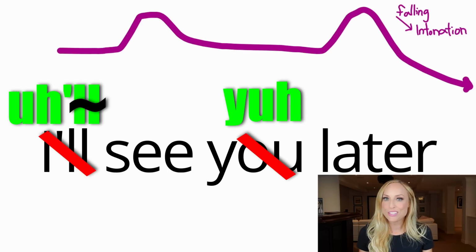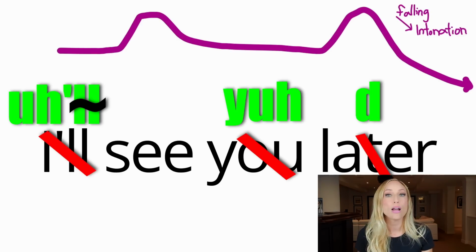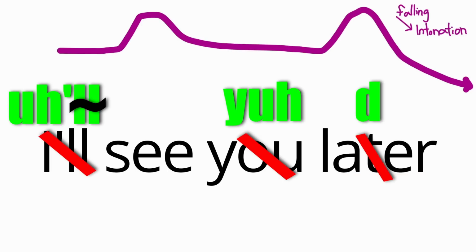The T in later is pronounced as a lingual flap T, which sounds a lot like a really quick D sound, rather than a true aspirated or fully released T. This happens when a T is surrounded by vowels or R's when it's unstressed, similar to words like water and party. Let's listen. I'll see you later.